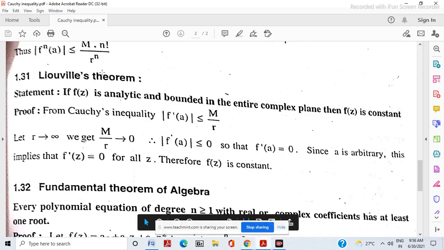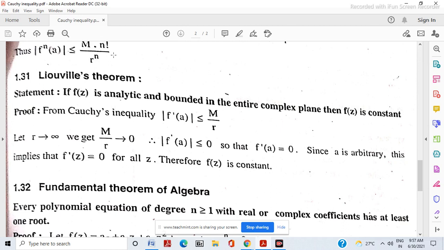What all things are given? F of z is analytic and bounded in the entire complex plane. Then we have to show f of z is constant. For that we are applying Cauchy's inequality. First of all, you should write the statement of Cauchy's inequality. F of z is analytic inside and on the circle with the center at a and radius r, and modulus of f of z less than or equal to M. Then we get modulus of f^n of a less than or equal to M n factorial by r power n.